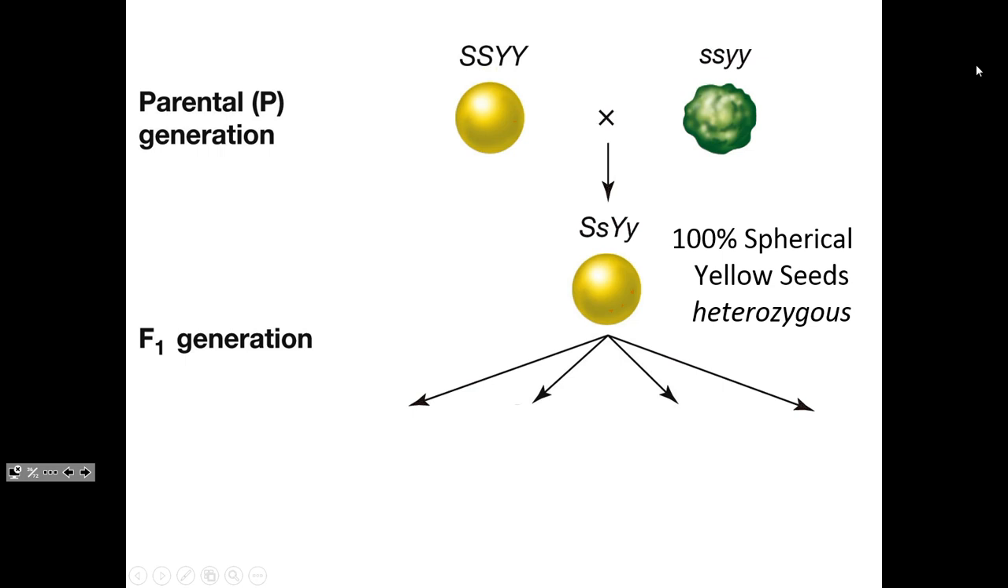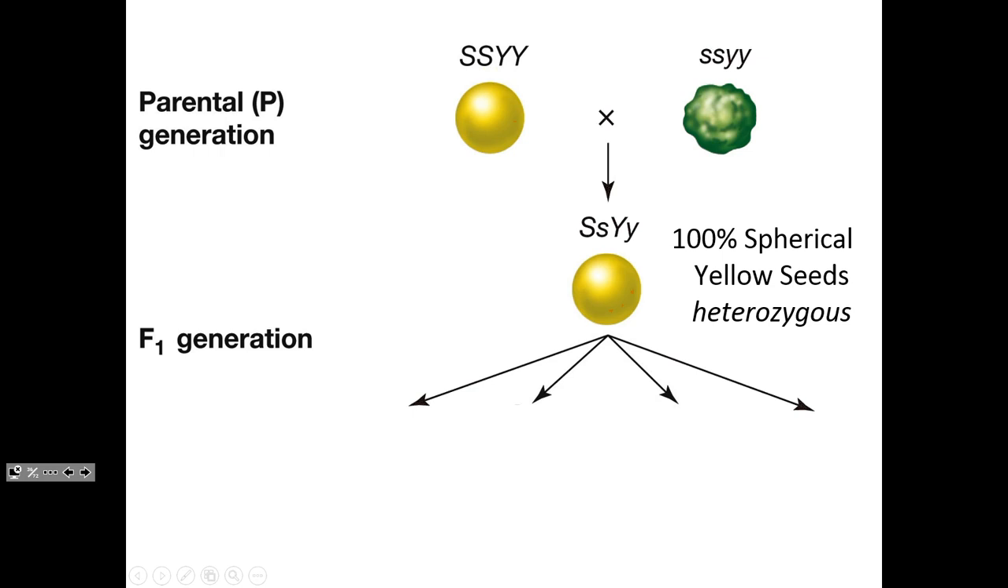One of the things we need to do when we're going to perform this cross, and move to the next generation, is to be able to predict what's going to go into the gametes. Just like in our monohybrid cross, when we cross our dihybrid individuals, our F1 generation is all going to be heterozygous. All of the individuals in that F1 generation are going to be heterozygous for both shape and color: big S, little s, big Y, little y. They're all going to be yellow and round, 100% yellow and round.